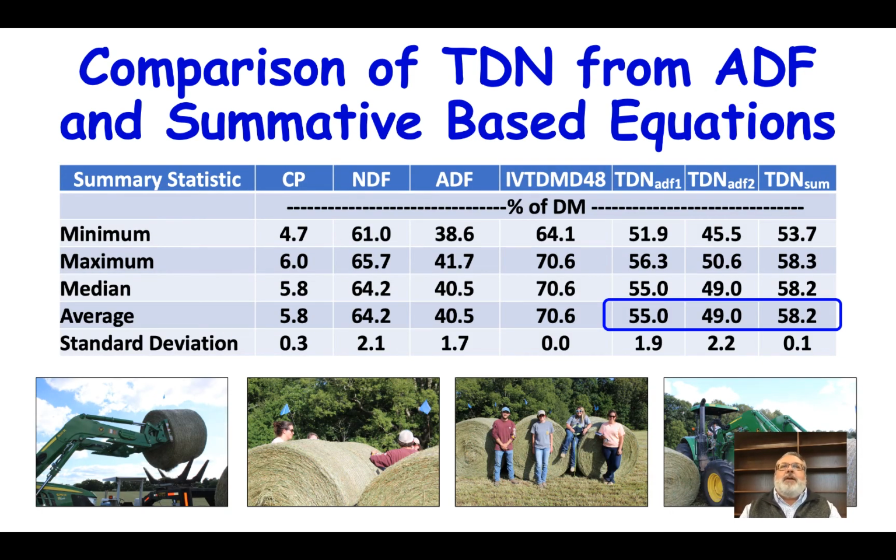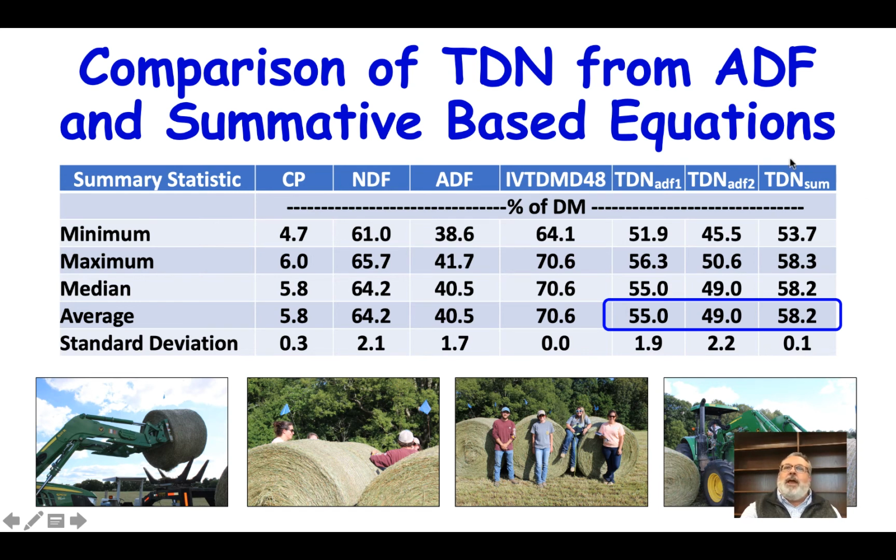And this is a comparison of the total digestible nutrients either calculated with the traditional method based on ADF or the summative equation. And I'll just point out here, here's a summary statistics for crude protein, neutral detergent fiber, acid detergent fiber, in vitro true dry matter digestibility, and then our 3 TDN methods. And we calculated the minimum value, the maximum value, median value, which is kind of like the average, but not impacted by extremes at either end, the average for the data set, and then the standard deviation. What we're going to focus on today is the average.